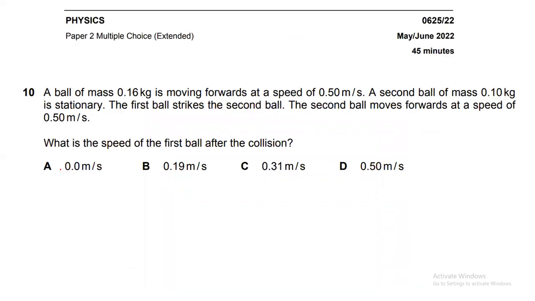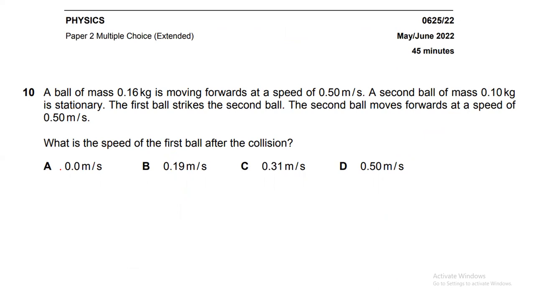So May-June 2022 2 paper, and he says a ball of mass 0.1 kg is moving forward at a speed of 0.50 meter per second. The second ball of mass 0.10 kg is stationary. The first ball strikes the second ball. The second ball moves forward at a speed of 0.50 meter per second. What is the speed of the first ball after the collision?